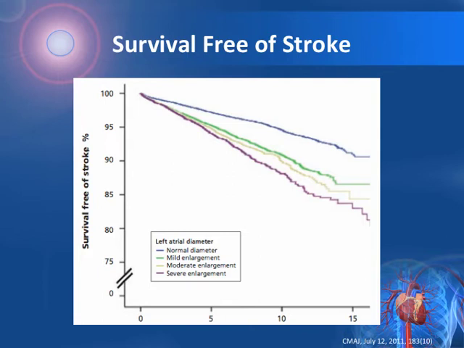Now, if you look at the survival free of stroke in the same study, from a 2011 study, you can see again significant increase in stroke rates related to an increase in left atrial diameter.